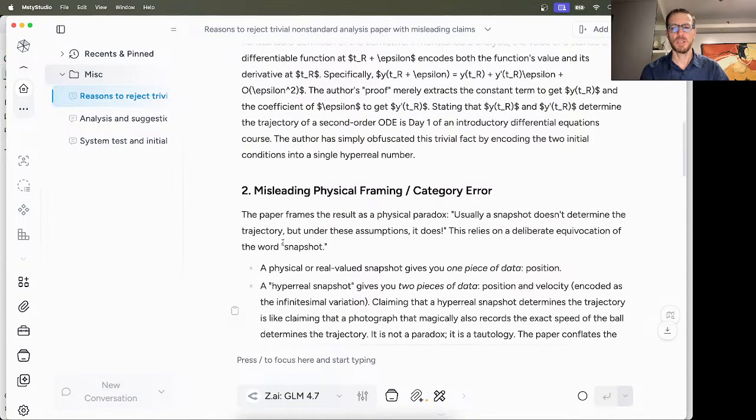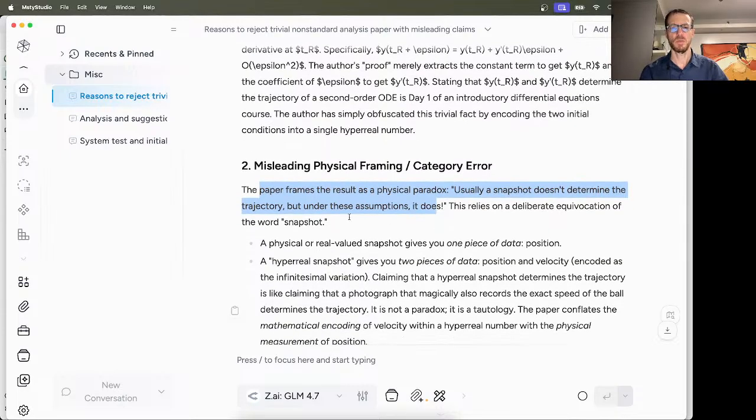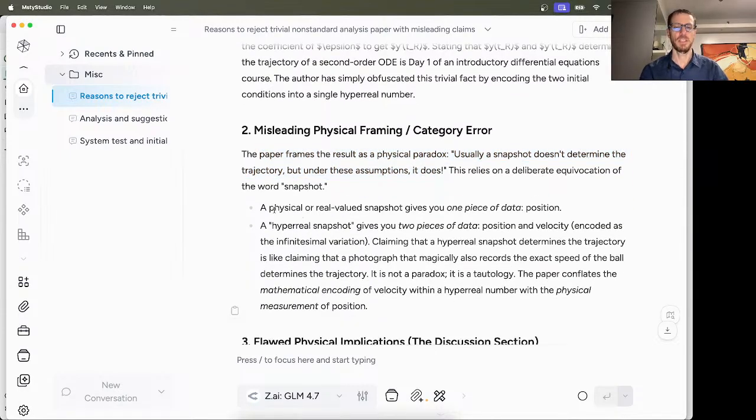Misleading physical framing, such category error. The paper frames the result as a physical paradox. Usually a snapshot doesn't determine the trajectory, but under these assumptions it does. This relies on a deliberate equivocation of the word snapshot. I think this might be getting to some actual meat. Maybe there are some actionable changes we can make. A physical or real-valued snapshot gives you one piece of data, position. A hyperreal snapshot gives you two pieces of data, position and velocity, encoded as the infinitesimal variation.